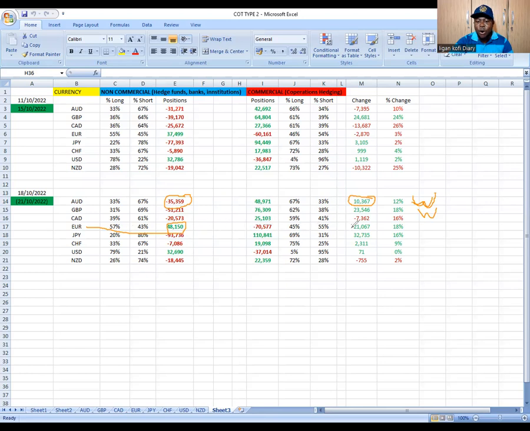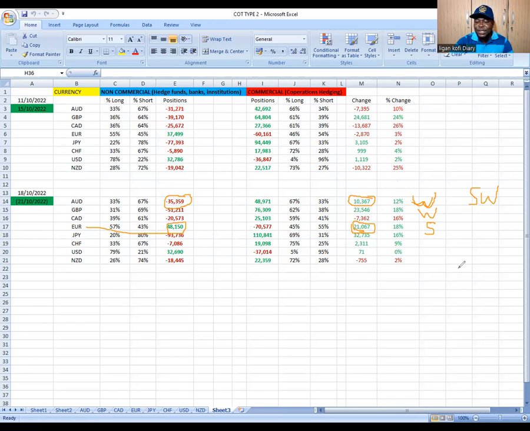Here's Euro. More buyers have come into the market for Euro. 21,067 more buyers have come on Euro. So Euro is going more strong. So we have weak, weak, strong. So you know we are trading strong versus weak. So it's going to be Euro AUD.